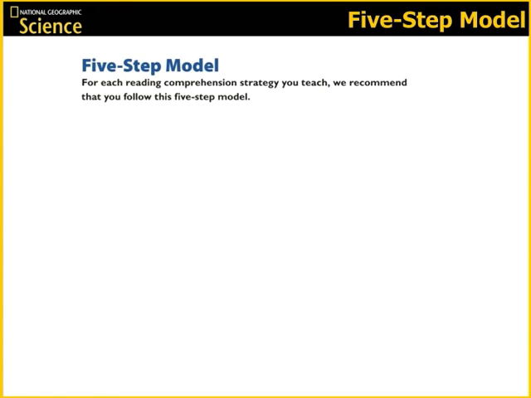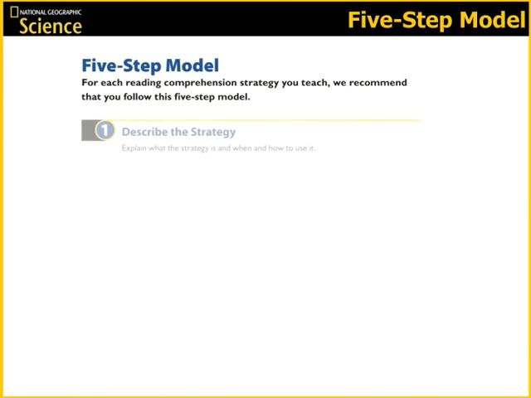Each of these strategies is taught using a 5-step gradual release instructional model. Based on a gradual release of responsibility, teachers initially assume all of the responsibility for using a particular strategy. Then they fade out as students fade in and assume responsibilities for using the strategy.